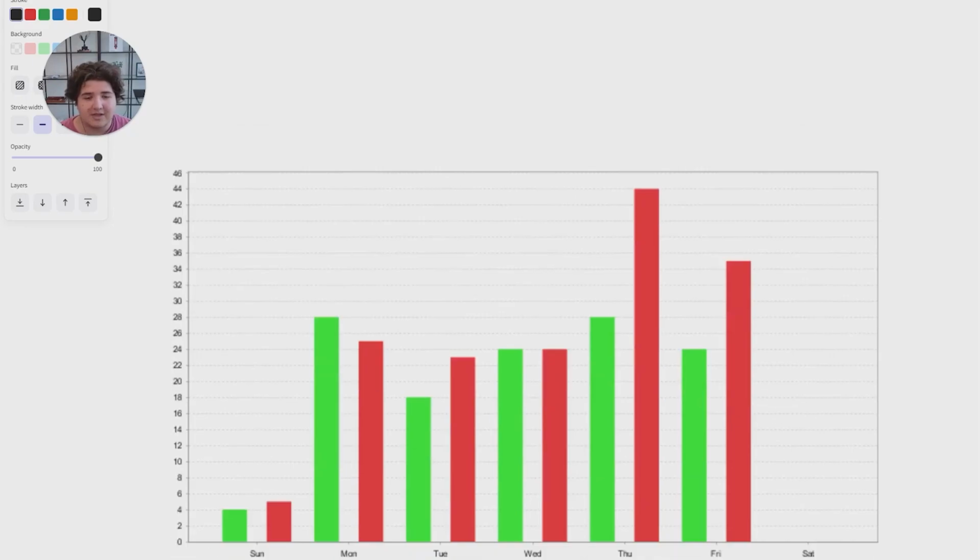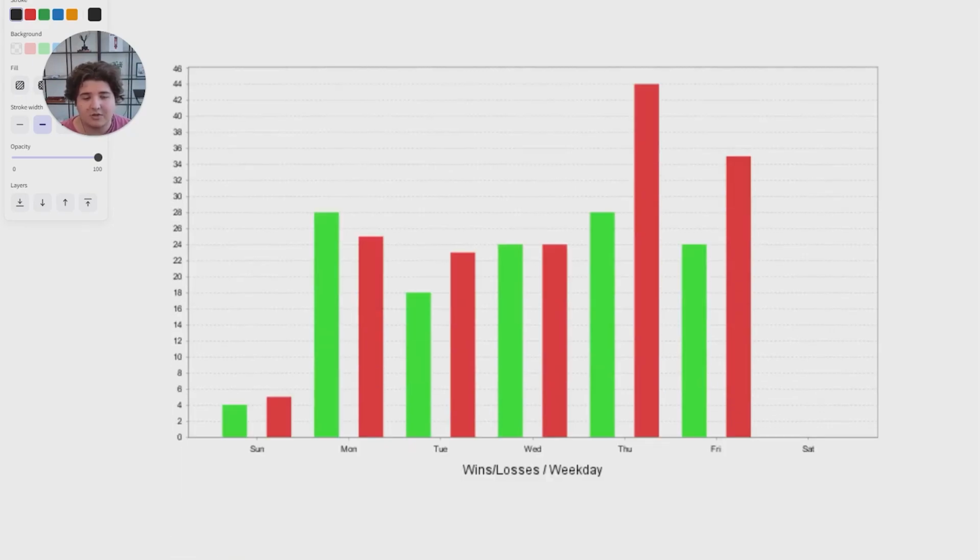But just before we move on to that, let's go over the wins and losses by weekday. I had someone leave a comment that they wanted to see this sort of graph. So here you can see the number of wins and losses I'm taking on an average weekday, split over that particular month, so about 31 days.